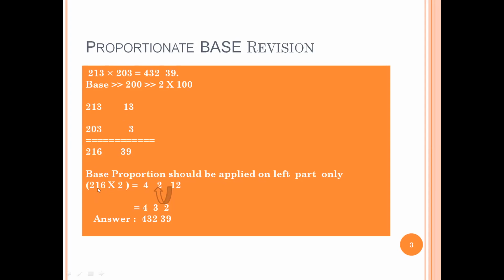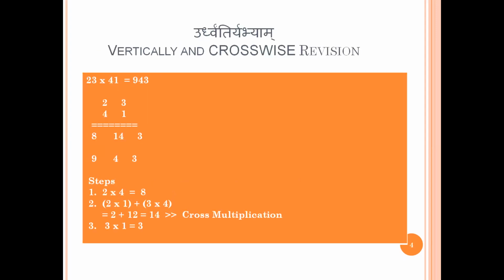Obviously, 2 twos are 4, 2 ones are 2, 6 twos are 12, and one goes to the next digit. That is 432, so the final answer is 43239. Only thing, this original base has two zeros, so we have two digits on the right-hand side, and then we don't need to do any changes. Is this clear? Yes. Okay, let's move to the next, vertically and crosswise.